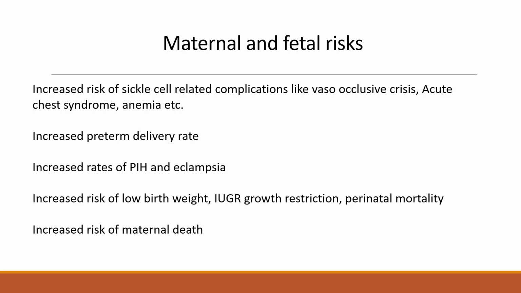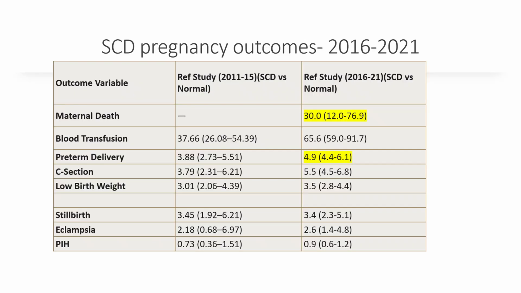If we talk about the fetus, growth restriction is seen more frequently. Similarly, perinatal mortality is also high, and maternal mortality is also very high in patients with sickle cell disease. So here are some data on pregnancy and sickle cell disease from 2016 to 2021, and the middle column shows data from 2011 to 2015.